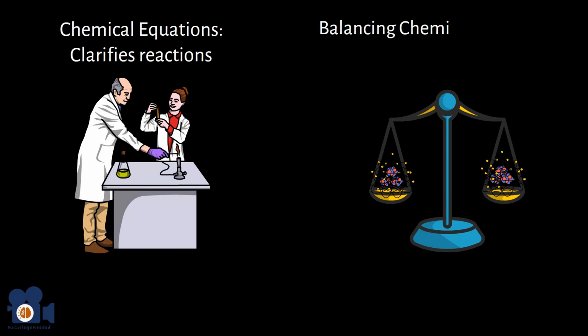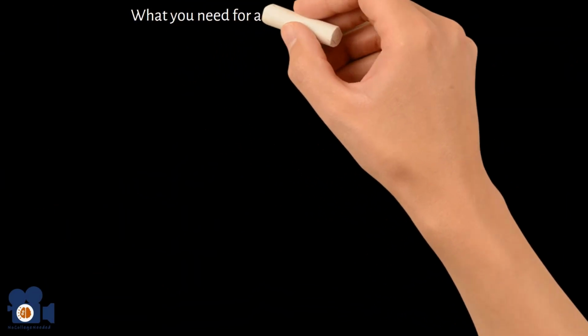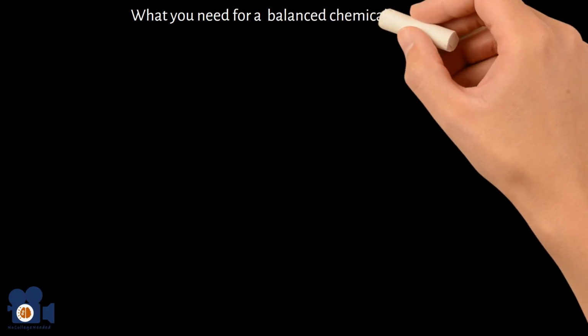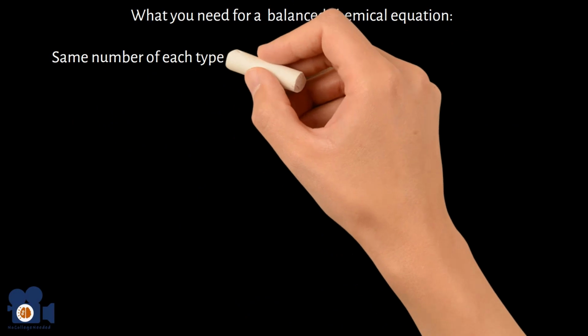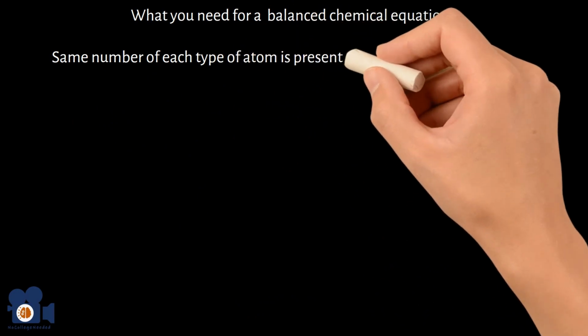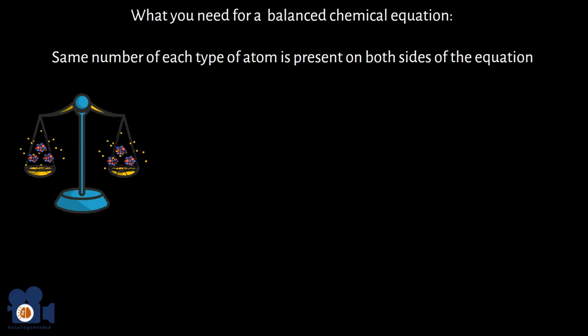Balancing chemical equations is important because it allows us to accurately calculate the amount of reactants and products needed for a reaction, and to predict how much of a product will be formed given a certain amount of reactant. Balancing a chemical equation in chemistry involves adjusting the coefficients, numbers in front of the chemical formulas, of the reactants and products so that the same number of each type of atom is present on both sides of the equation. Here are the general steps to balance a chemical equation.